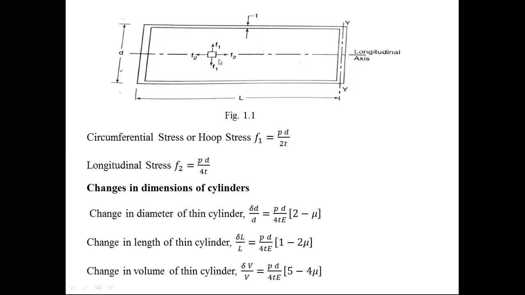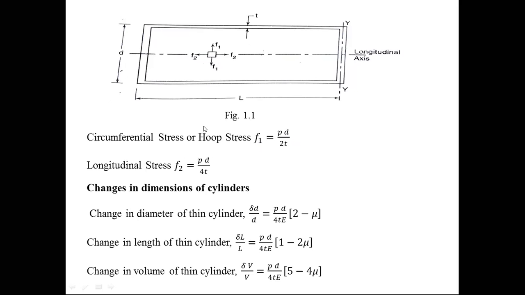Take any element on the cylinder subjected to two stresses. One is the circumferential stress or hoop stress, F1, acting on the diametrical section. That's why it is called circumferential stress, denoted by F1. Need not worry about the derivation, but remember this formula: PD by 2T. Here P is the internal fluid pressure, D is the diameter, T is the thickness. If you know D, T and the pressure, you can calculate the hoop stress on the cylinder.